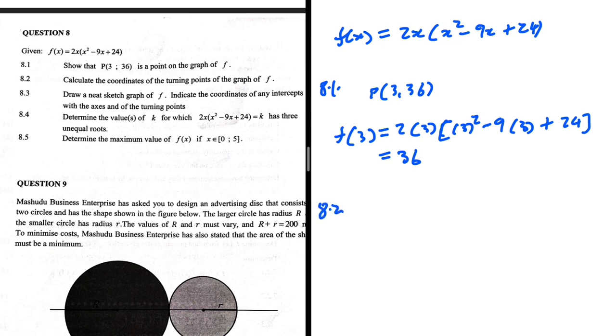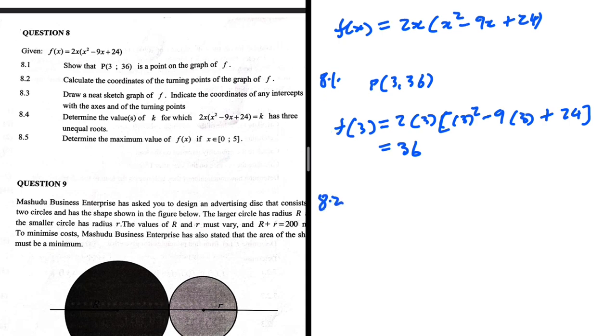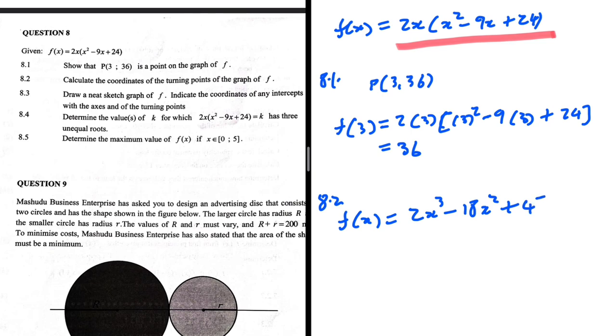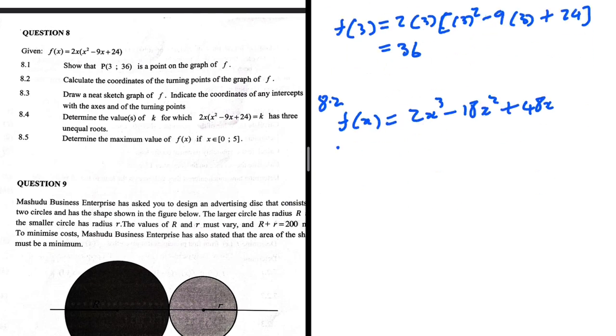8.2, calculate the coordinates of the turning points of the graph of f. Okay, so turning points, we are thinking about gradient, the fact that it is equal to 0. So we need to differentiate this function. But let's multiply out with 2x so that we can use the power rule. f of x equals 2x to the 3 minus 18x squared plus 48x. So now we can go ahead and find f prime of x. Well, this is 6x squared minus 36x plus 48.